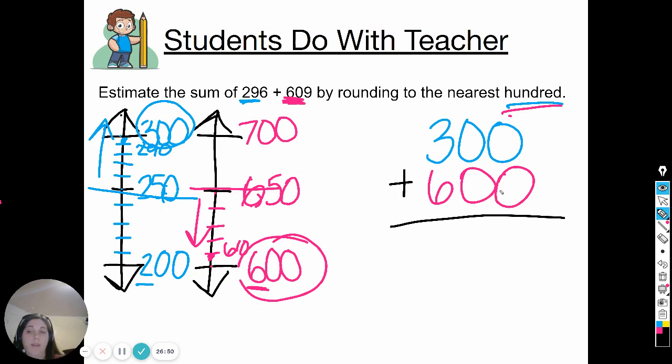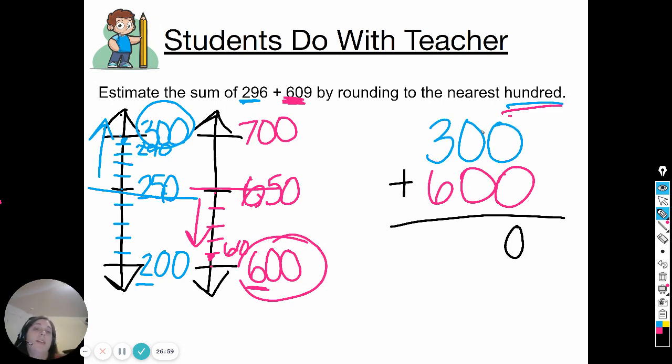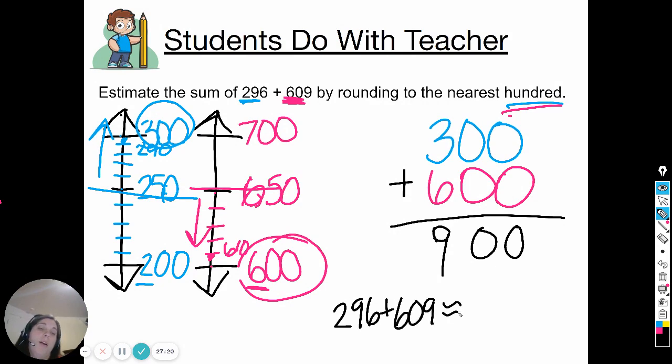Okay, so let's see if your answer matches mine. Step 1, start in the ones. 0 plus 0 is 0. In the tens, 0 plus 0 is 0. In the hundreds, 3 hundreds plus 600, 3 plus 6 is 9. So 296 plus 609 is about 900.